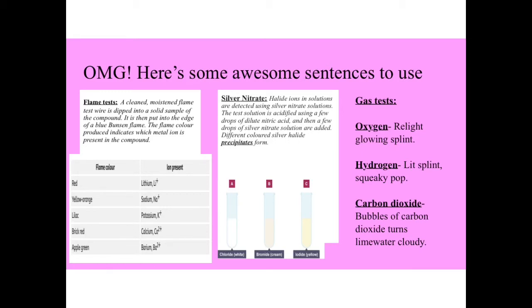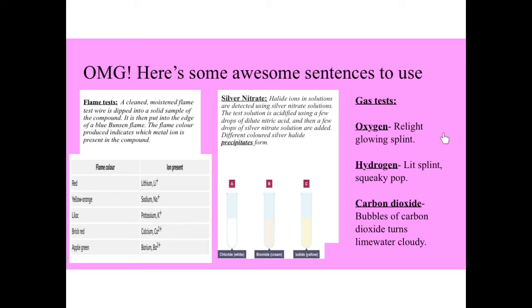Halide ions, so group 7, are detected using silver nitrate solution. You add a few drops of dilute nitric acid, which makes it acidified, and then you add the silver nitrate. If it's chloride, it'll form a white precipitate, and you must remember to include the word precipitate. Bromide is cream and iodide is yellow.